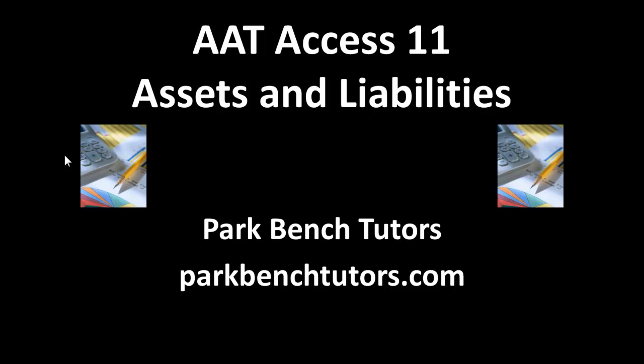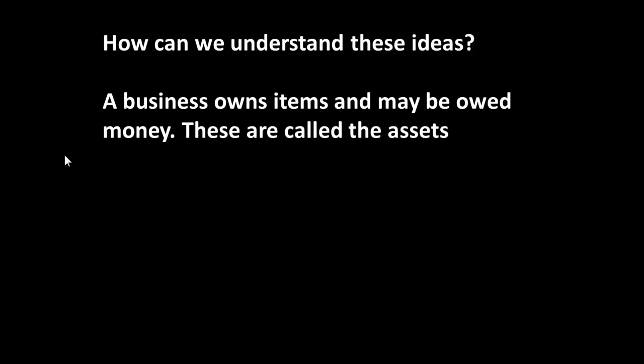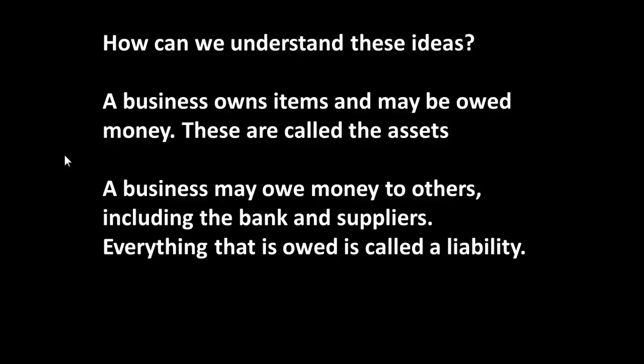We're going to continue our AAT access work by looking at assets and liabilities. So, how can we understand these ideas? Let's think about assets first of all. A business owns items, and they may be owed money. So anything that's got some worth in it like that is called an asset.